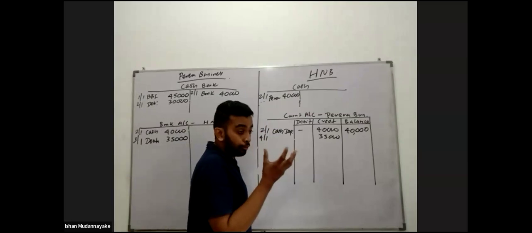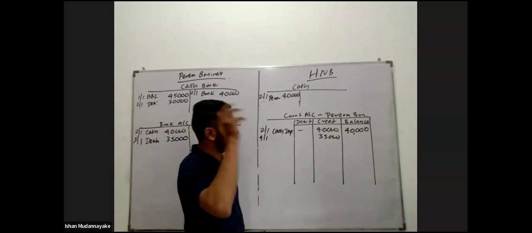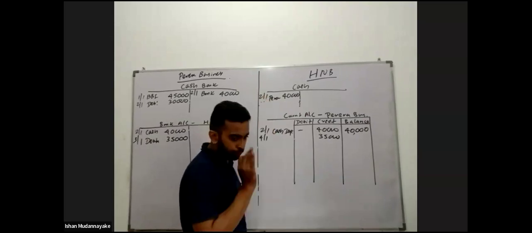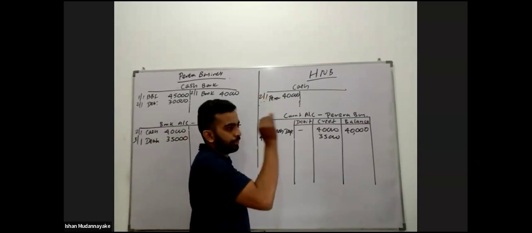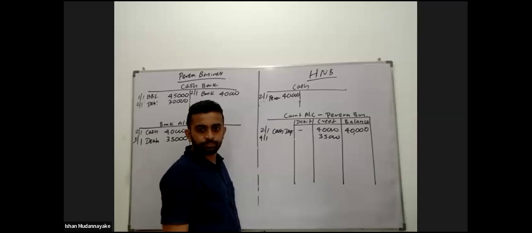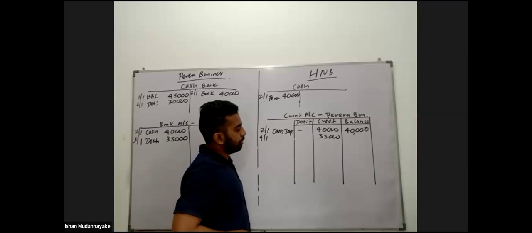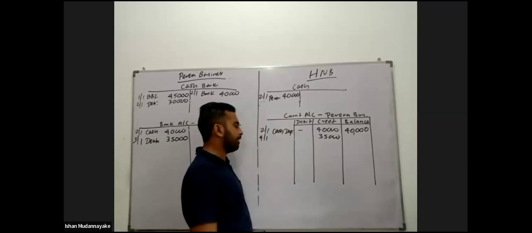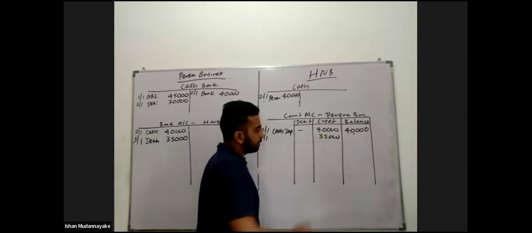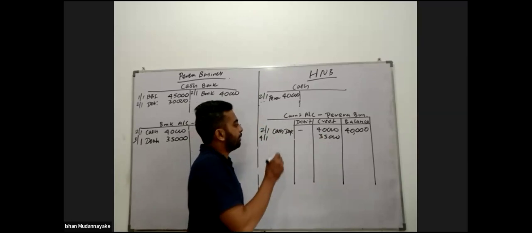Okay, you need to know once received this 35,000 cash, HNB bank debit their cash book. No need to write down, no need to continue this cash book. I gave you this cash book only for the understanding purpose. After receiving cash, HNB bank will debit to their cash book, and then Pereira current account credit 35,000.